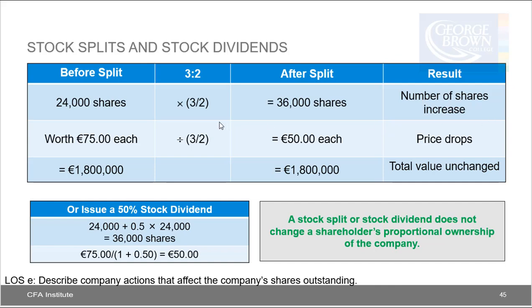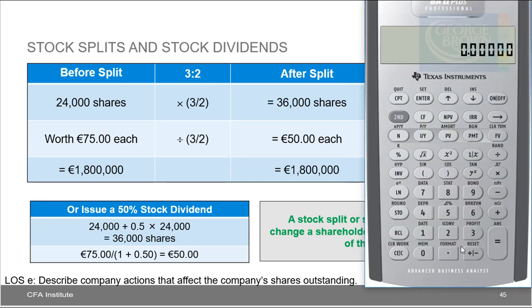So this slide is, again, just looking at an example of a company that has 24,000 shares outstanding before a stock split, and they're going to do a stock split where for every 2 shares outstanding, you now have 3, okay? So you can see if I just bring up the calculator here, there's 24,000 shares initially outstanding, 3 shares for every 2, so times 3 divided by 2, we're going to have 36,000 shares outstanding after the split.